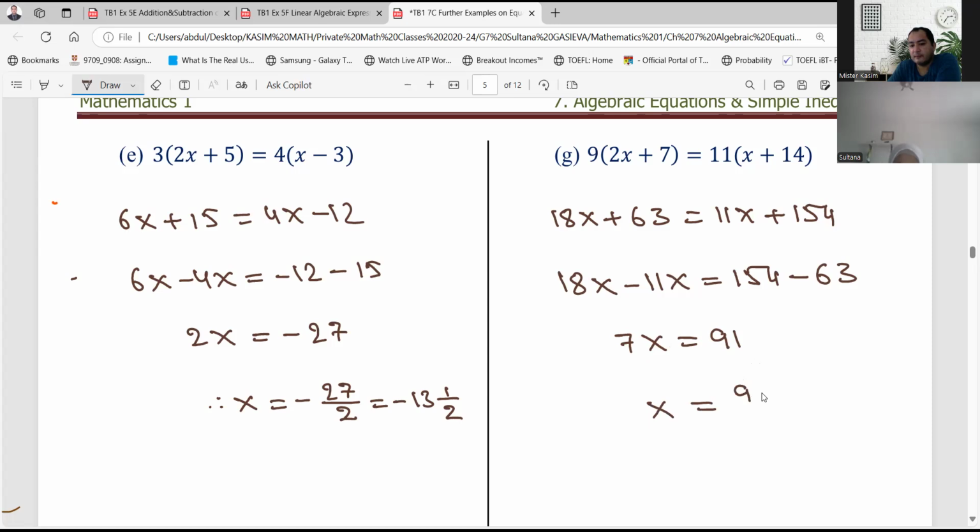x equals 91 over 7, which is equal to x equals 13.